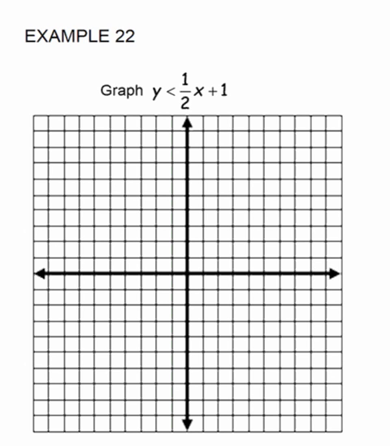In this example, we are asked to graph y is less than 1/2 x plus 1. So I'm going to start with my y-intercept of positive 1, start at the origin, and we go up 1. My slope here is 1/2, which means I want to go up 1 and over 2. So up 1 over 2, up 1 over 2, and I like to go all the way across my graph.